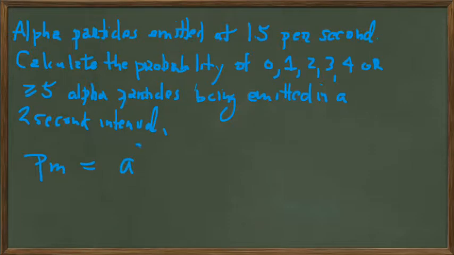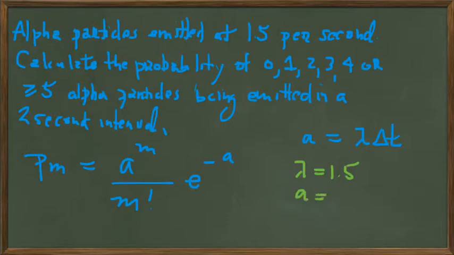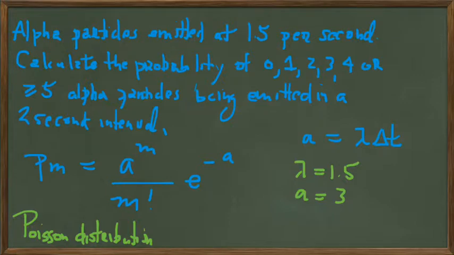It is sort of like some of the other formulas, but it has an exponential term in it where we've never seen that before. This constant A is defined as lambda delta t. In our particular problem, the lambda is the 1.5, and so A is going to be 3. And so let's, on the next blackboard, see how to calculate all these probabilities using this formula.